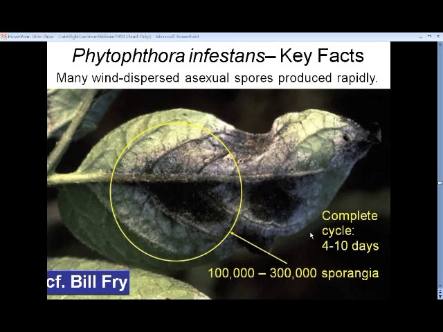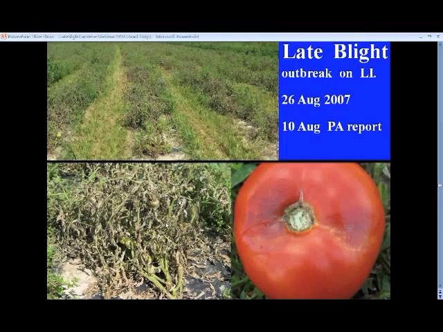Typically, we have those asexual spores, and they move short distances. So here are the asexual spores on the underside of the leaf. They will move up to about 20 miles typically, but occasionally they can move further. And we had an outbreak on Long Island, where I'm located, back in 2007. We saw symptoms at this commercial field that I took pictures of on the 26th of August. The nearest known occurrence of late blight that year was a report out of Pennsylvania the 10th of August. So we think the pathogen made that huge jump that year.